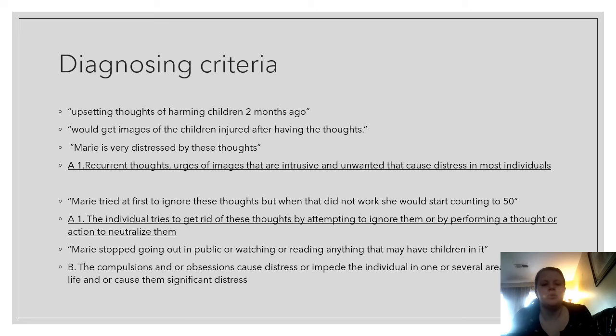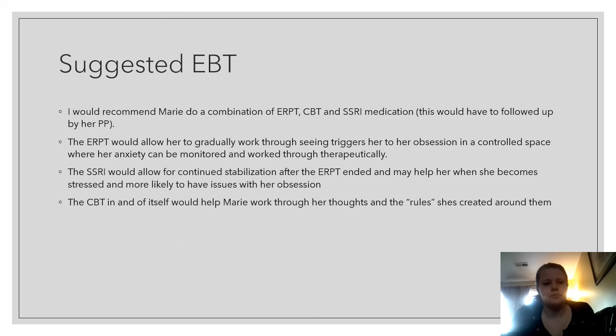Marie tried at first to ignore these thoughts, but when that did not work, she would start counting to 50. So this is, again, the individual tries to get rid of these thoughts by attempting to ignore them or performing a thought or action to neutralize them. Marie stopped going out in public or watching or reading anything that may have children in it. The compulsions or obsessions cause distress or impede the individual in one or several areas of life and are causing them significant distress. She's also, while not part of the diagnostic criteria, again, it is very common for people with OCD to avoid any trigger for their OCD thoughts.